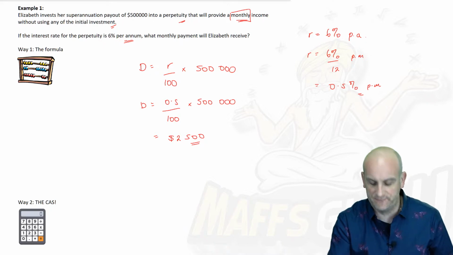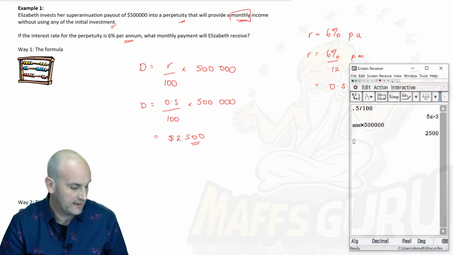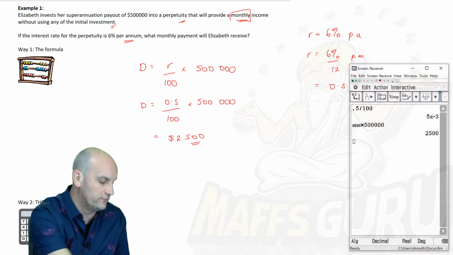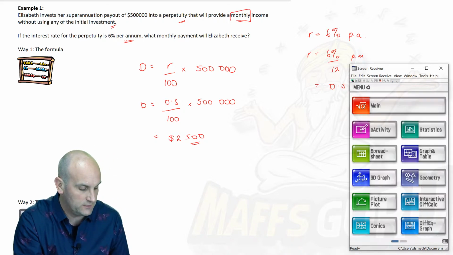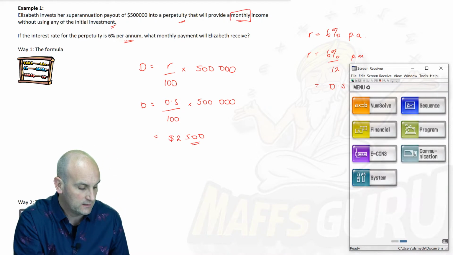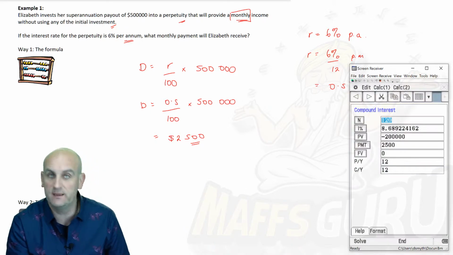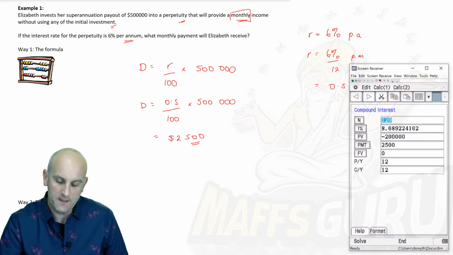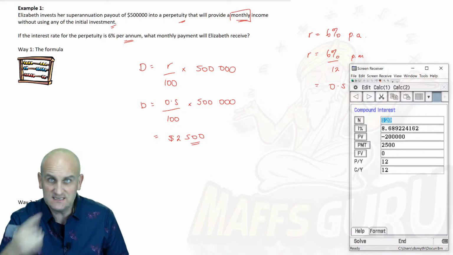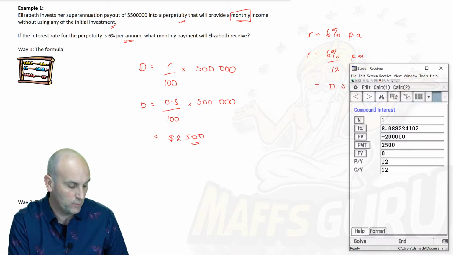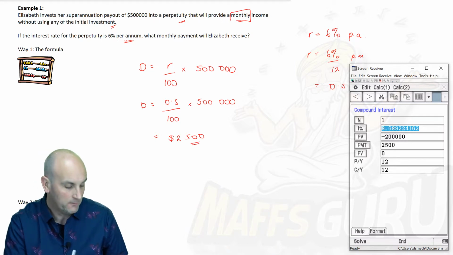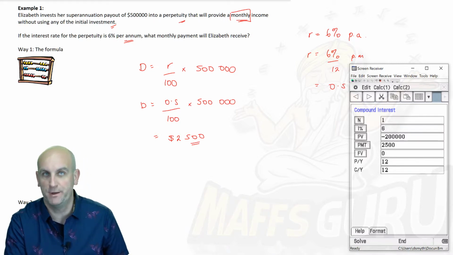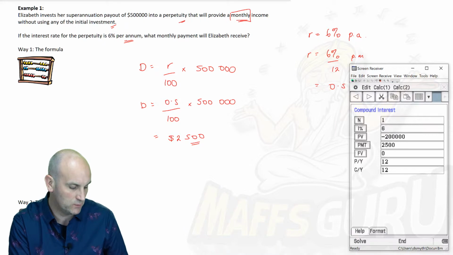But what I'm talking about now is the financial solver. So I'm going to bring up my calculator. If you remember from my financial solver, I need to go into that specific mode. So I'm going to go menu, across, financial, and it's already given me a load of stuff there. Now, that was from a previous example. So N, the number of payments. Well, because this is happening over and over again, I'm just going to put 1, very much like the annuity. My interest rate was 6% per annum.